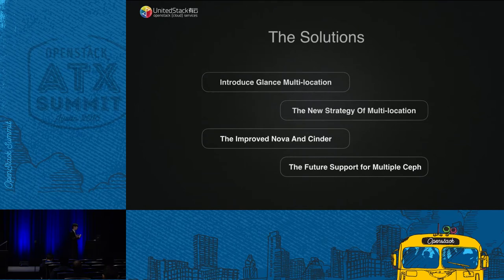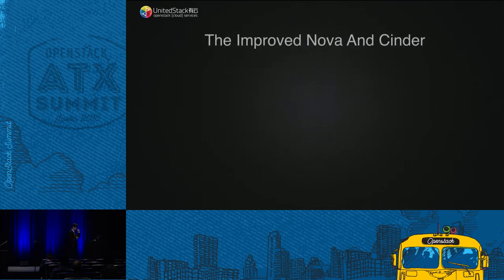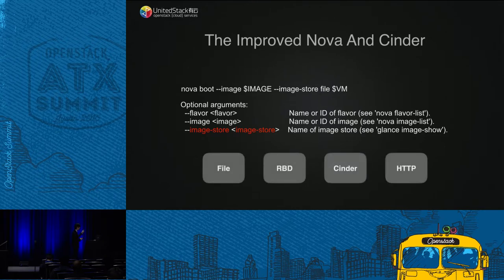So having the new specific type strategy is not enough. We have to improve the functionality of Nova and Cinder so that we can choose any storage backend to boot the virtual machines and create the bootable volumes correctly. And firstly, we implement the parameter image store in the server side and client side of Nova. It is super easy to use. You can specify the image store, and Glance will return just the right location for that. In this case, we specify to use the image in file. Then the file location will be returned as expected.